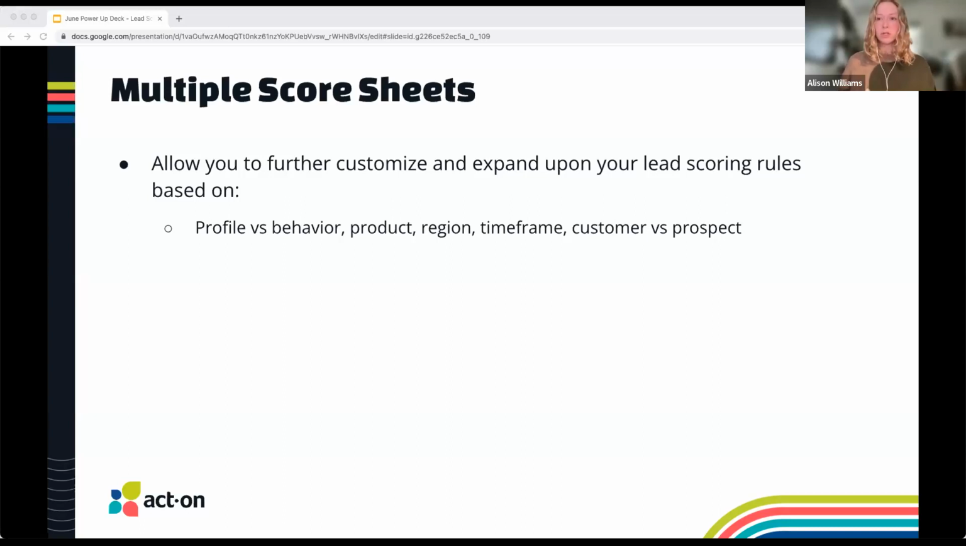There's lots of different options, lots of different possibilities with multiple score sheets, but they do just give you kind of that added dimension into comparing different lead scores. They allow you to really kind of further customize and expand upon it.